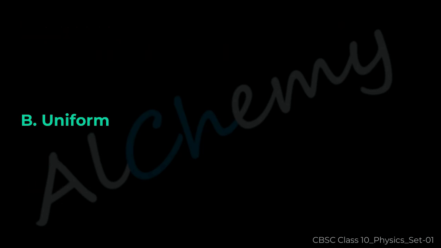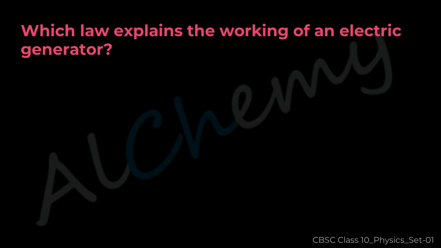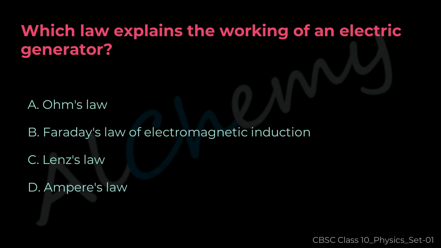The correct answer is B. Uniform. Question 40. Which law explains the working of an electric generator? A. Ohm's law. B. Faraday's law of electromagnetic induction. C. Lenz's law. D. Ampere's law.